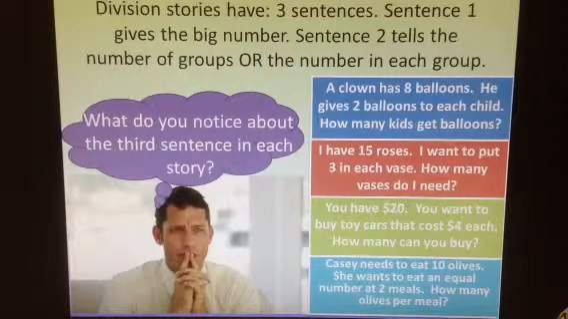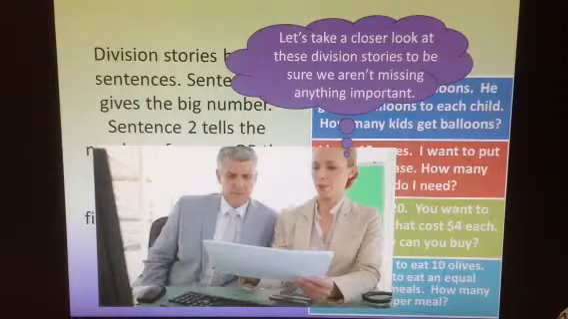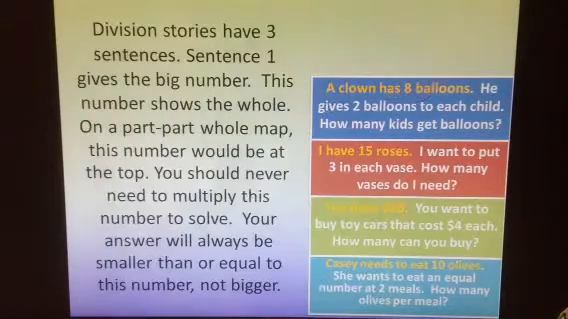What do you notice about the third sentence in each story? The third sentence in each story asks you to find the number of groups or the number in each group. Whatever the information that was not given in sentence 2 needs to be asked in sentence 3. Let's take a closer look at these division stories and be sure we aren't missing anything important.